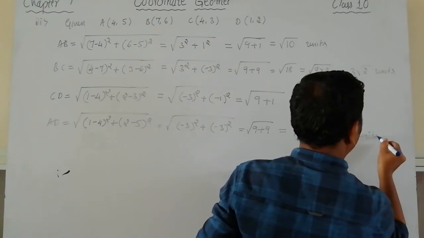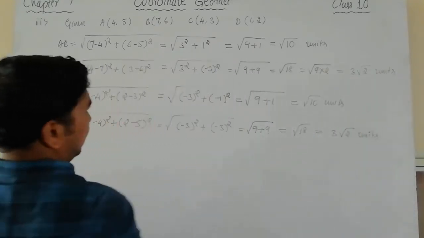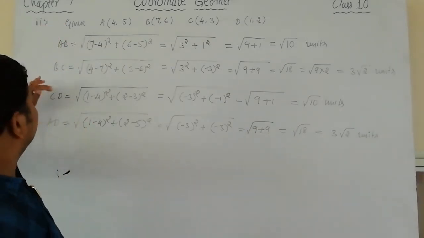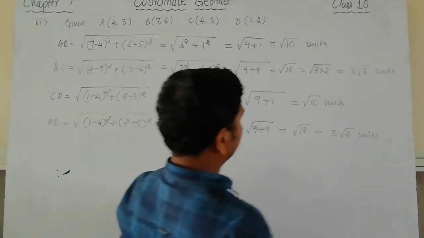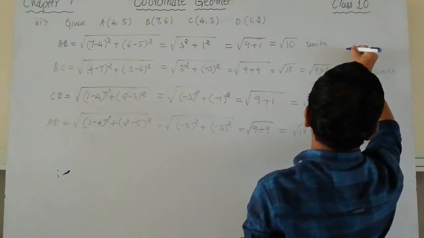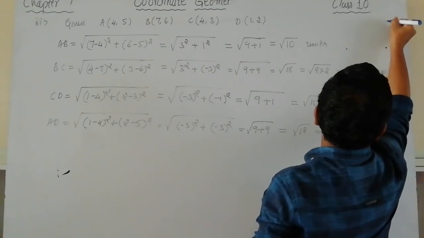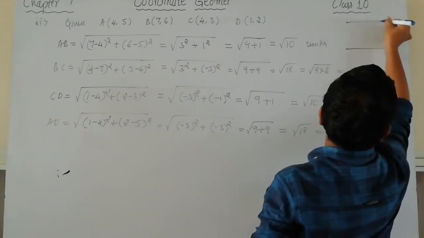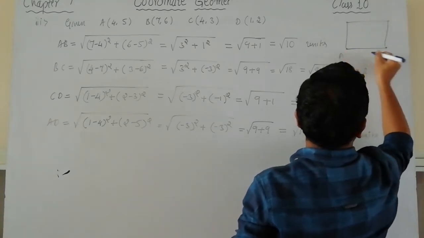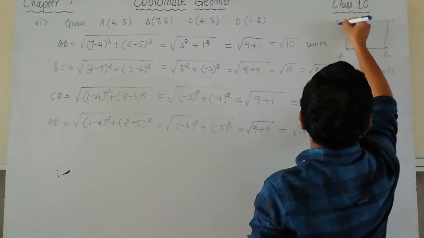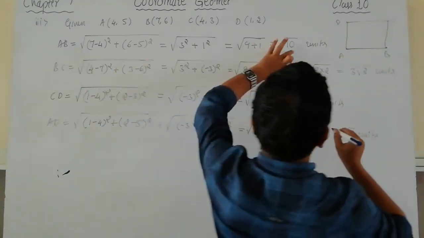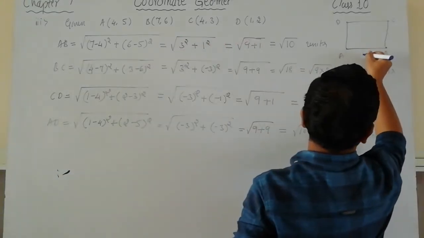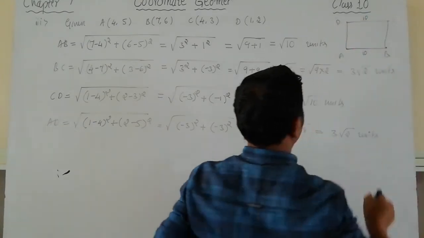Okay, so now you can make one decision here. Now look at here. AB and CD are equal. BC and AD are equal. If you write on the rough diagram here, if it is A, B, C, and then D, like this, I am going to join these points A, B, C, D. Now look at here. AB is equal to how much? Root 10 units, and CD is equal to what? Root 10 units. Means these two measure the same distance.